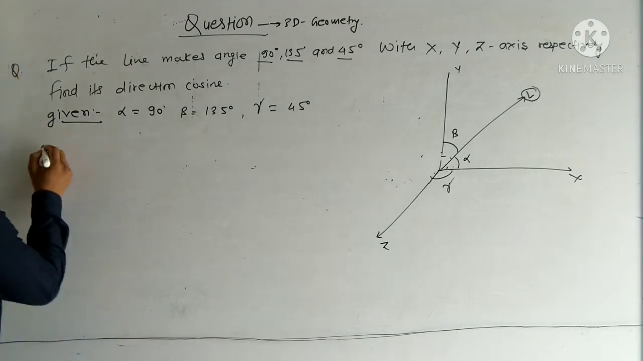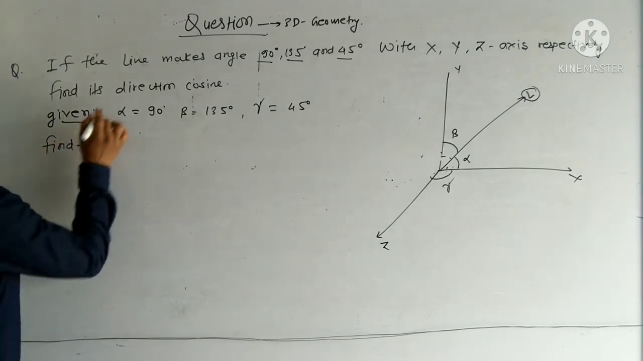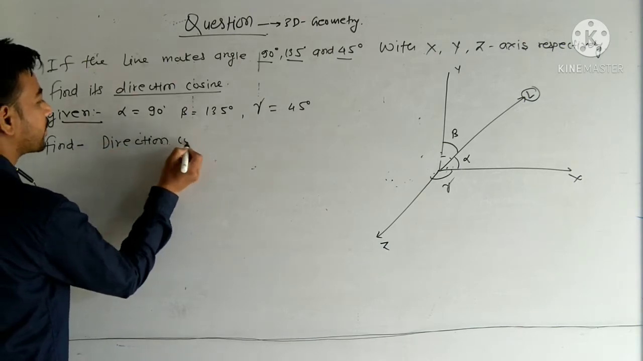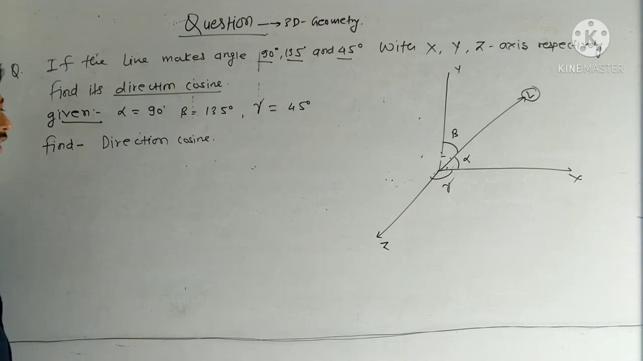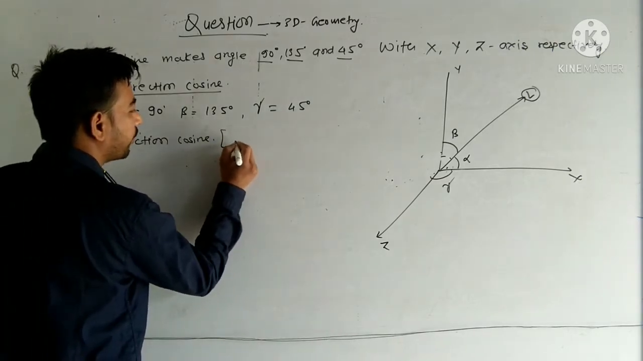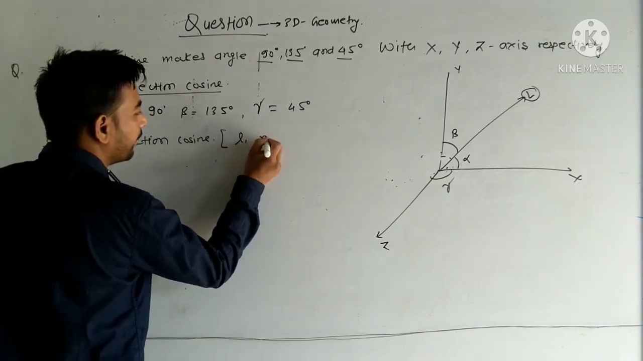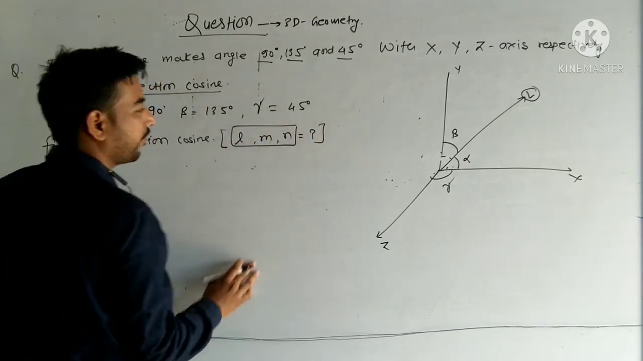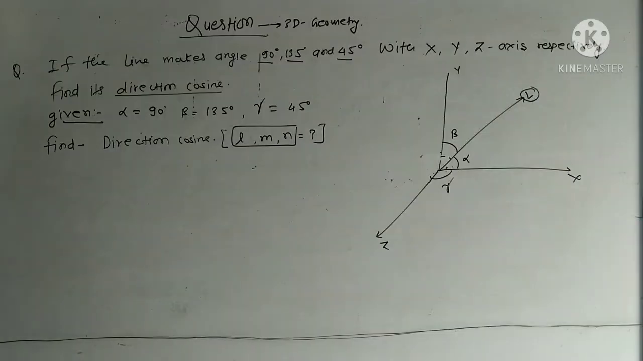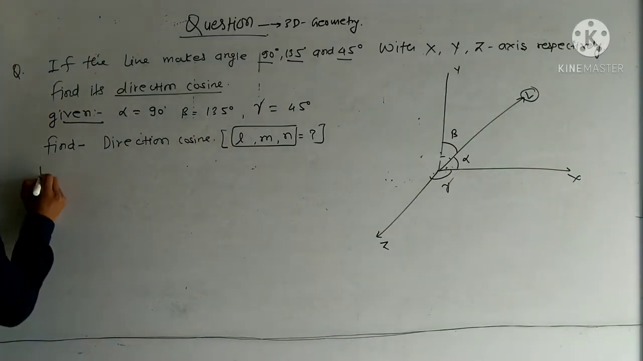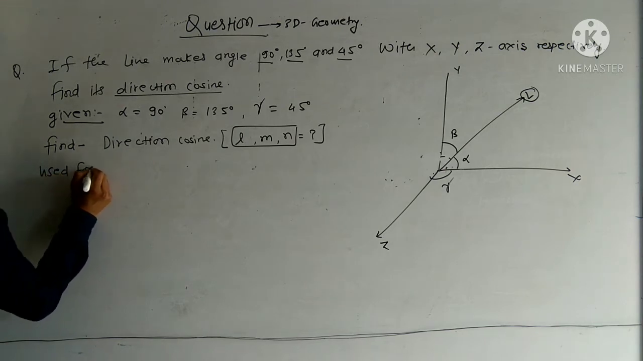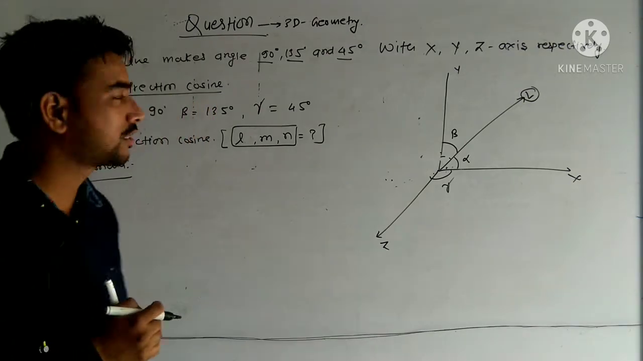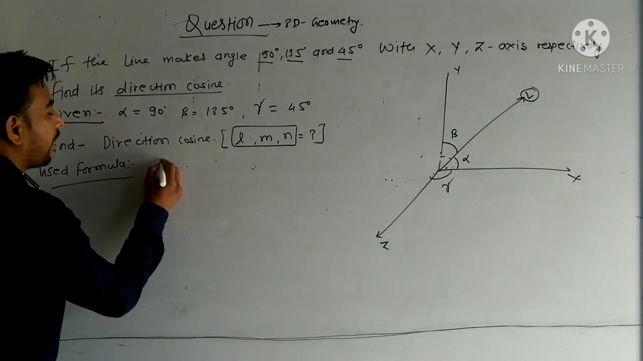What we have to find is the direction cosines. That means we have to find the values of L, M and N. These are the three values we have to find. So what is the formula used? With the help of the formula we will solve it. So how will we find L?